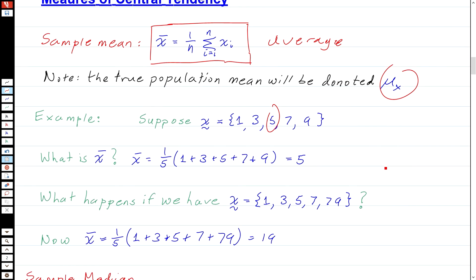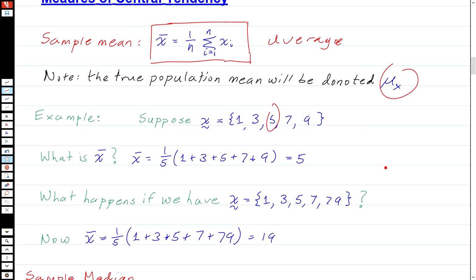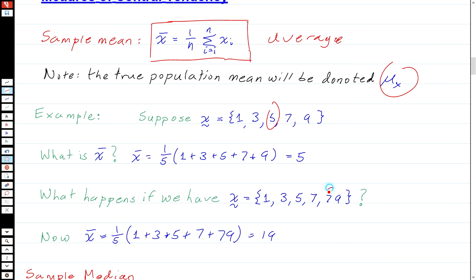Now, what happens if our set of observations was changed a little bit? If I had the observations 1, 3, 5, 7, and 79, I would look at this and wonder to myself if this 79 isn't something called an outlier. And an outlier is basically a mistake. Did somebody write down 79 instead of 9 when they were recording the set of observations? So was that a mistake? It looks like it's a mistake because it's so far away from the rest of the observations.